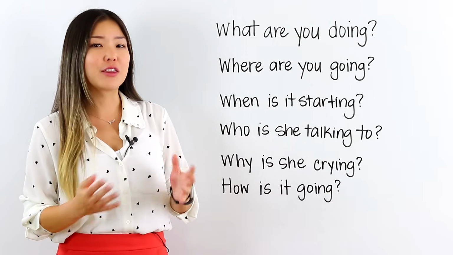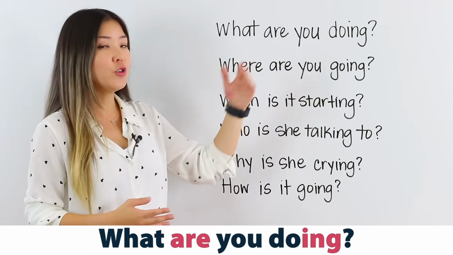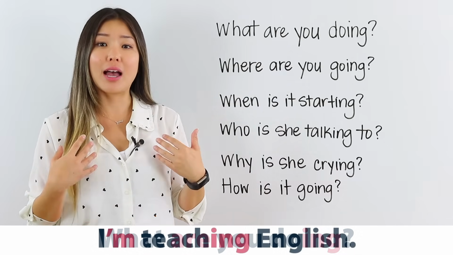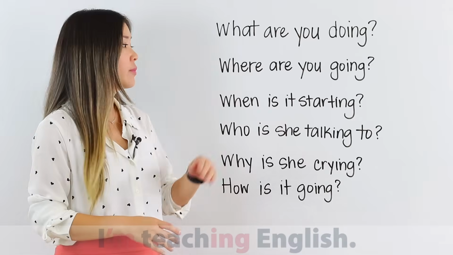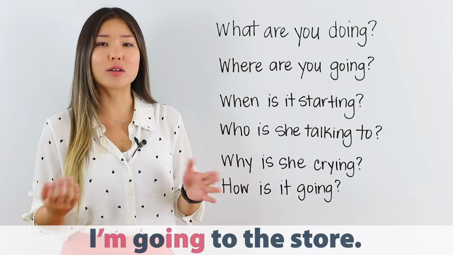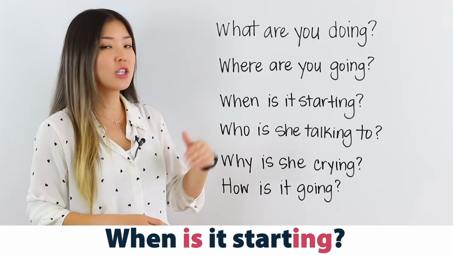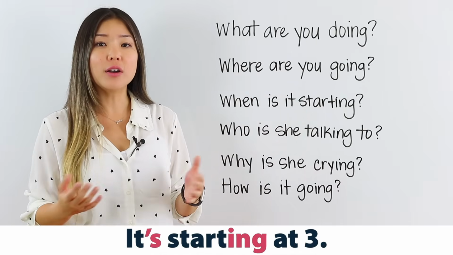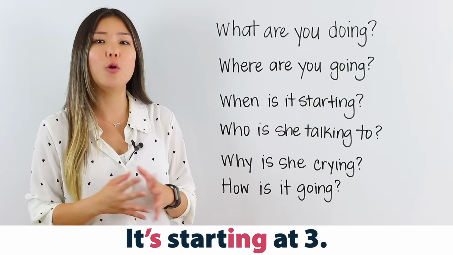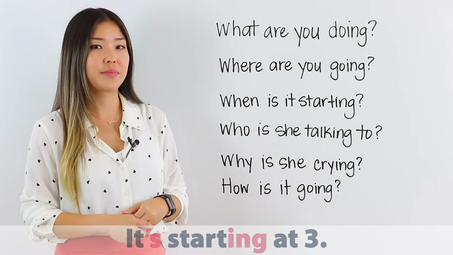Let's take a look at the first sentence. What are you doing? I'm asking about right now. For example, I'm teaching English. Where are you going? I'm going to the store. When is it starting? It's starting at 3. I can be talking about a movie, a show, anything can be it.